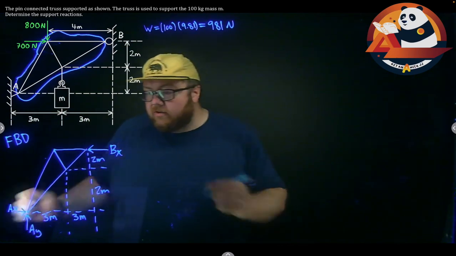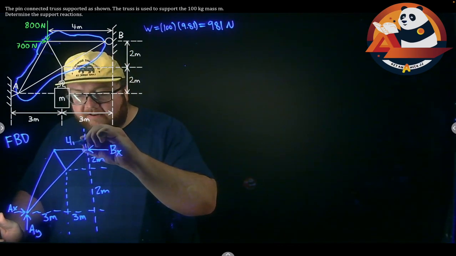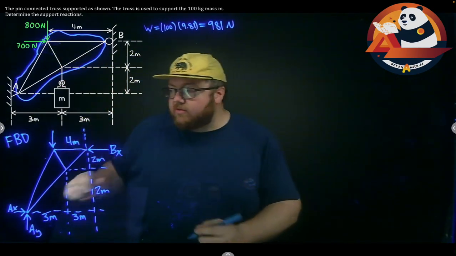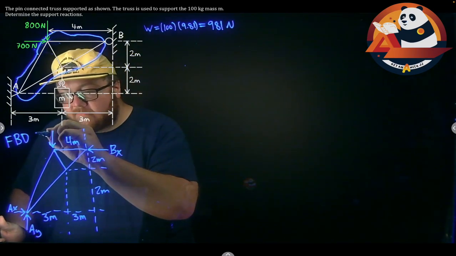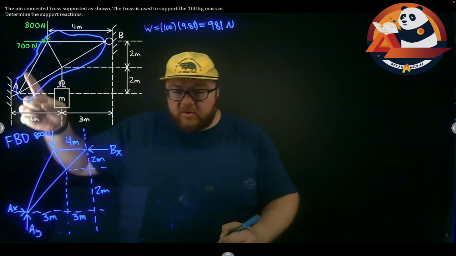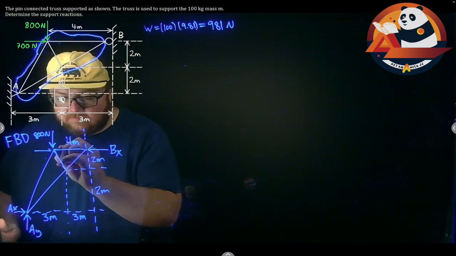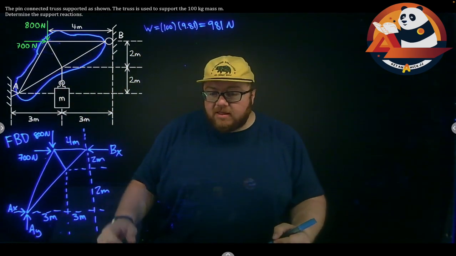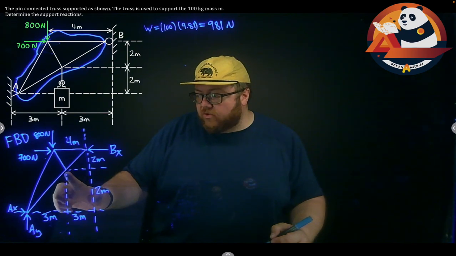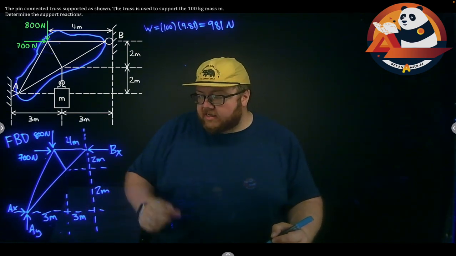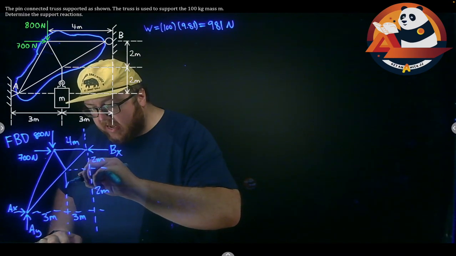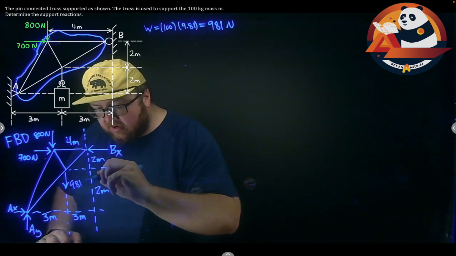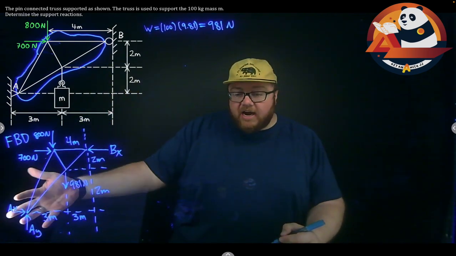At the top left corner, 4 meters to the left of B, we should have a force going down. That's 800 newtons. And one going to the right, 700 newtons. The last thing I need: I cut that cable, so let's put a force in here for our weight, coming straight down, because gravity pulls straight down. I have the weight, 981 newtons. And that should be my entire free body diagram.